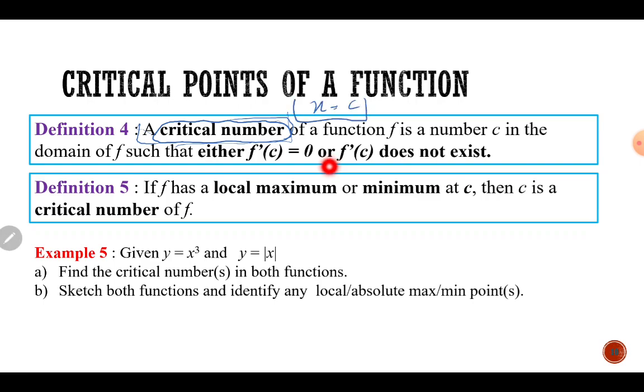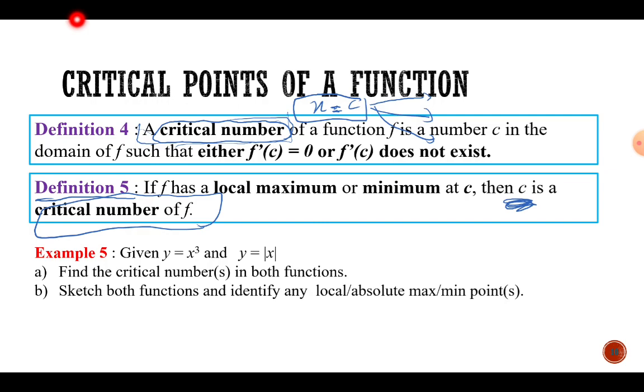What is this critical number? The critical number is the candidate x values. When you find the critical number, you get some number. Let's denote it x equals c. This x equals c is a candidate that may become a local maximum or local minimum or absolute maximum or absolute minimum, as written in definition 5 here: if f has a local maximum or minimum at c, then c is a critical number of f. Alright, next you need to understand how to find those critical numbers. As stated in definition 4, critical numbers occur when the derivative at x equals c is equal to zero or does not exist.